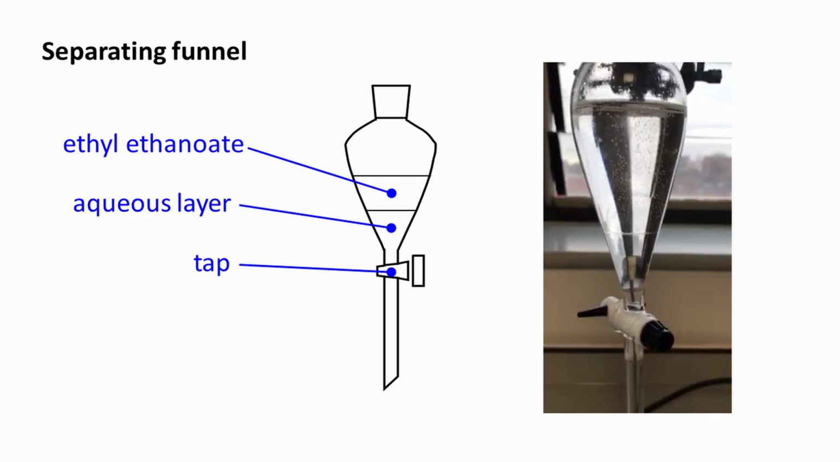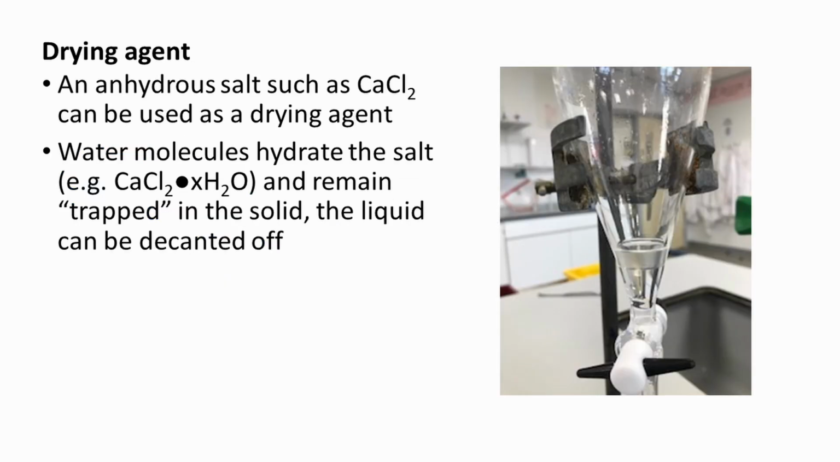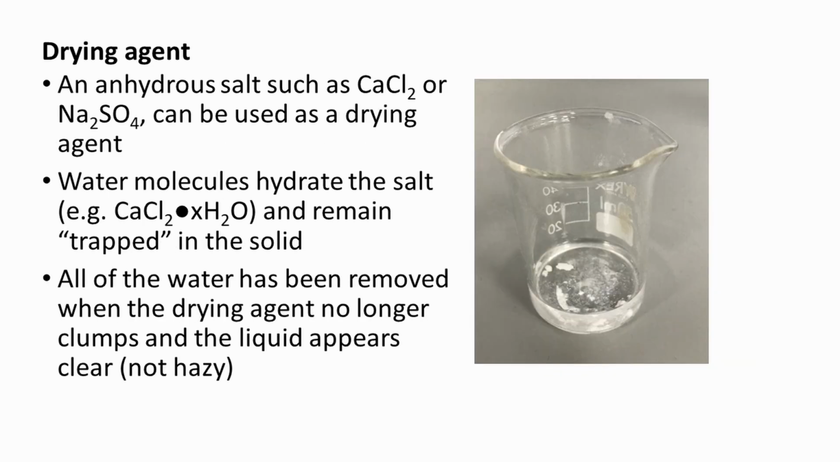Sodium ions and sulfate ions also dissolve in the aqueous layer along with any unreacted ethanol and ethanoic acid. The aqueous layer is removed using the tap. If you look at the top layer in this photograph, you might notice that it is hazy. This indicates that there is some water present alongside the ethyl ethanoate. A drying agent can be used to remove the unwanted water.